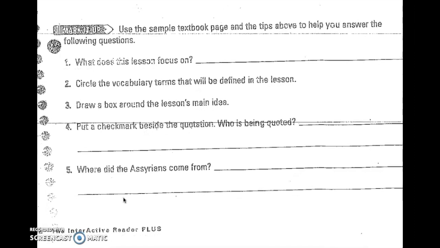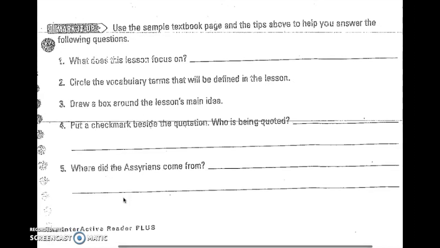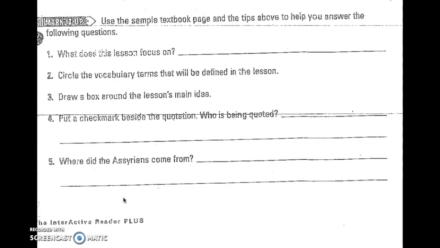What does this lesson focus on? Circle the vocabulary terms that will be defined in the lesson. Draw a box around the lesson's main idea. Put a check mark beside the quotation. Who is being quoted? Where did the Assyrians come from? So some of these, obviously, we can't draw on Edpuzzle, but what we can do is identify them, and we will do that.